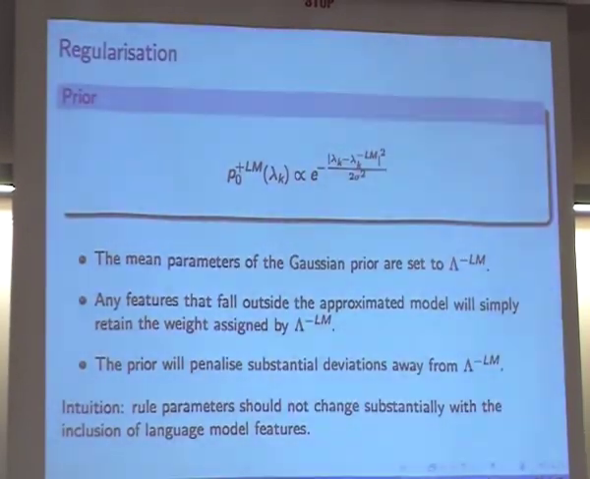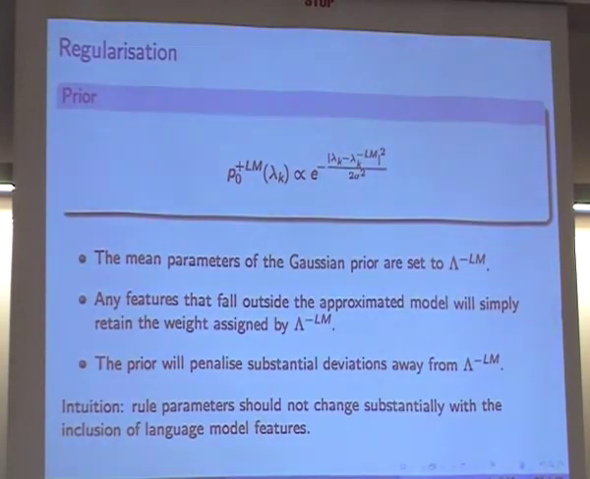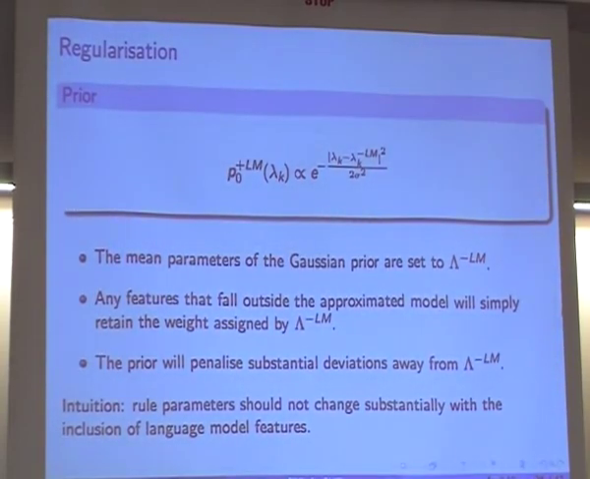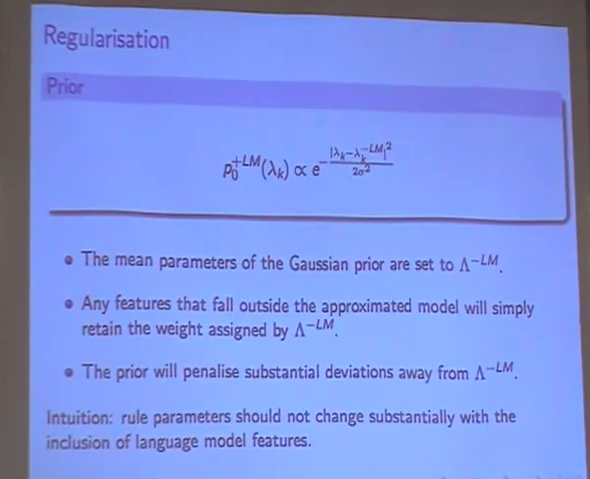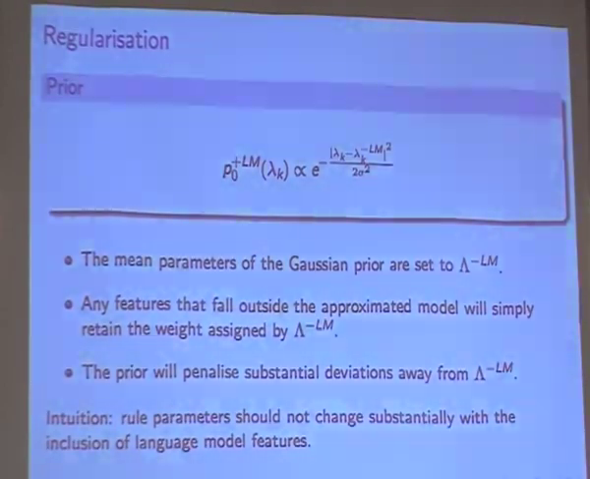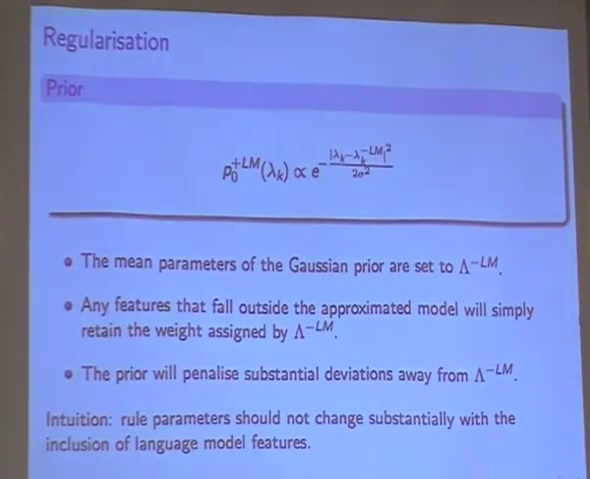Okay, so more complications. There's lots of complications in this model. So the next complication is how do we deal with the prior? If you're familiar with log linear models, we always use a prior, and generally a Gaussian term is the most popular prior. So we do something a little bit tricky in this model. We're first training a model without the language model, and we do that with a normal Gaussian prior.